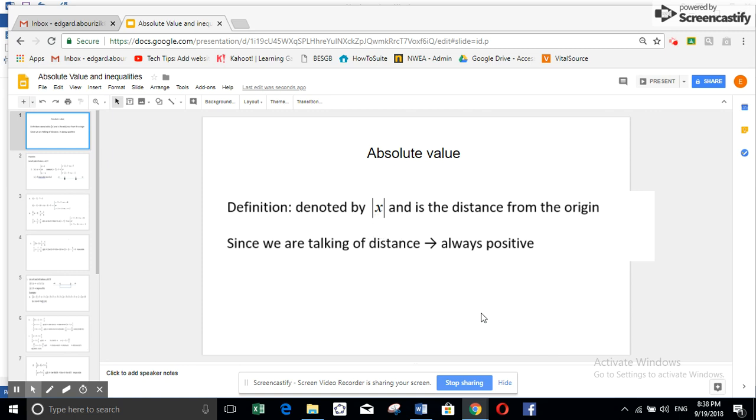Hello students, our study today is about absolute value. What does it mean, absolute value? Absolute value is denoted by this symbol and it's the distance from the origin.